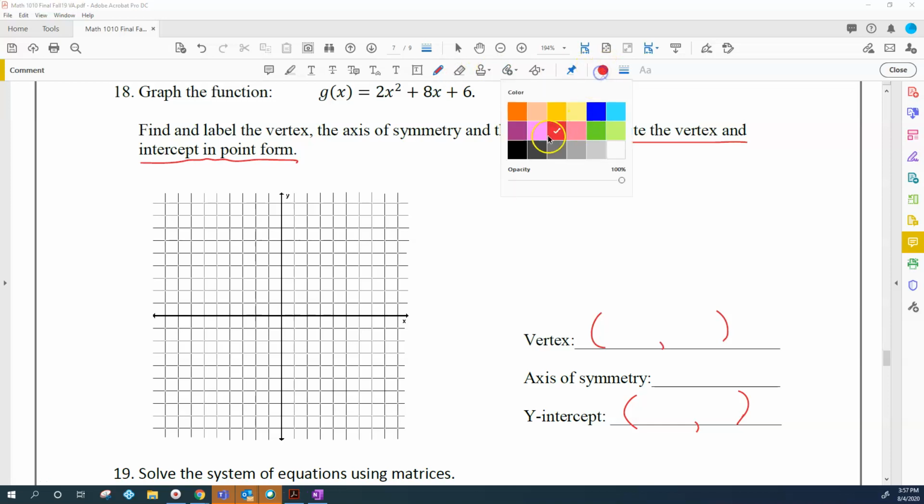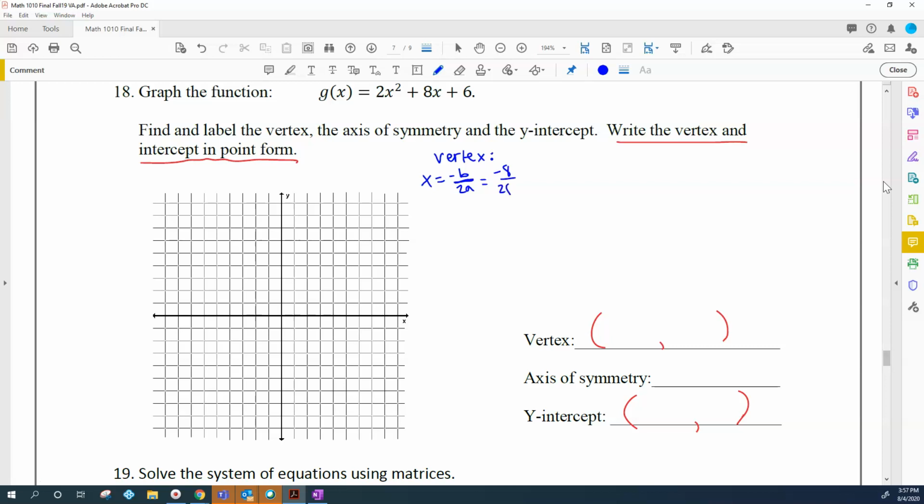I've got to write these as a point, as an ordered pair. And remember, to find the vertex, you could change this to vertex form, but I would suggest the easier way is to remember that x equals negative b over 2a. You can always use that, and I think that causes fewer mistakes for most people. So negative 8 over 2 times 2, so negative 8 over 4 gives me negative 2. So my x-coordinate is negative 2.